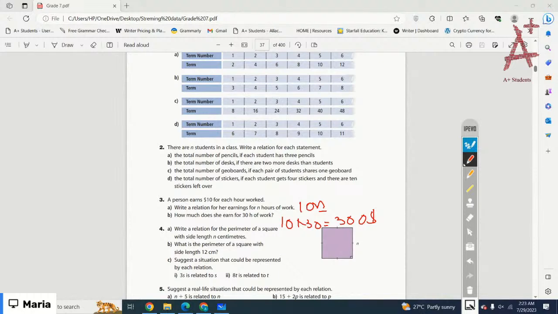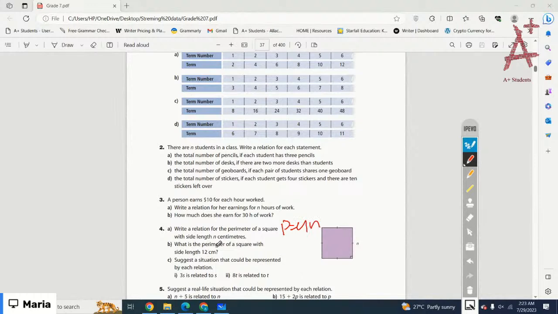Okay, the next one is: write a relationship for the perimeter of a square with side length n centimeters. What is the perimeter of a square with side length of 12 centimeters? Suggest a situation that could be represented by each relation. Okay, write a relationship for the perimeter of a square with side length n. The perimeter of a square has all four sides equal in length, right? So the perimeter would be 4 times n.